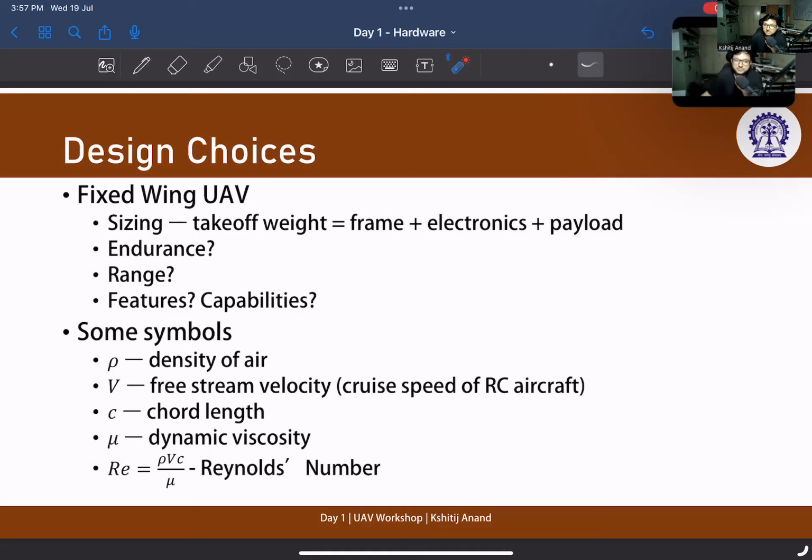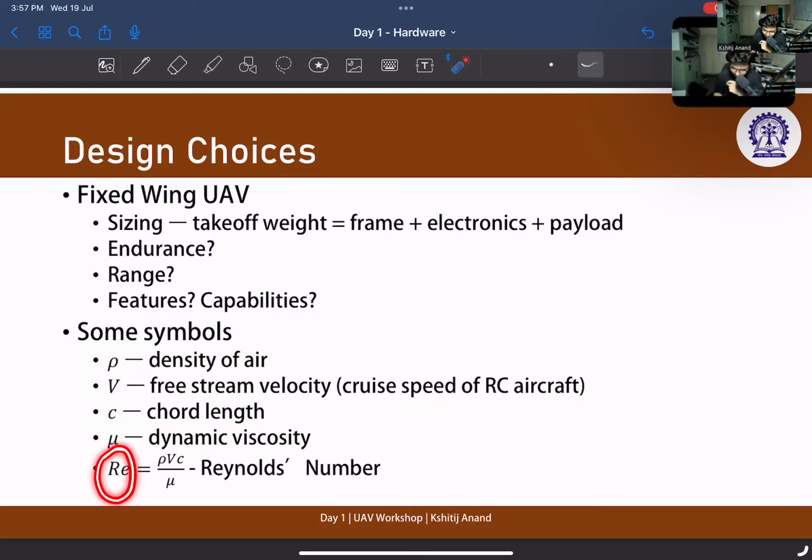There are some symbols that I would like you to know as we go into the discussion further. The symbol rho means density of air. The symbol V is the free stream velocity, or the cruise speed of the RC craft for our purposes in this workshop. C is the chord length. Mu is the dynamic viscosity of air or of the surrounding fluid.